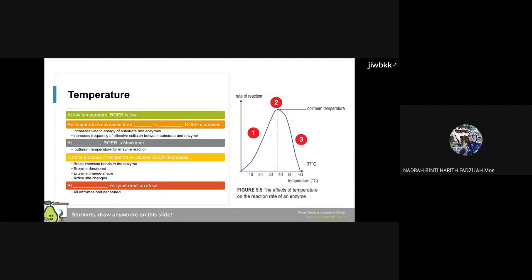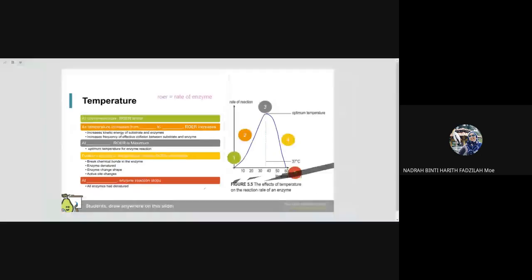dalam rajah graf yang buku teks bagi tu memang dia label rate of reaction saja kan. Tapi untuk saya prefer untuk tulis rate of enzyme reaction. Okay, in case you are wondering lah. Okay, so bila kita cerita graf, kita akan cerita untuk suhu, kita akan cerita 5 point yang berbeza actually.